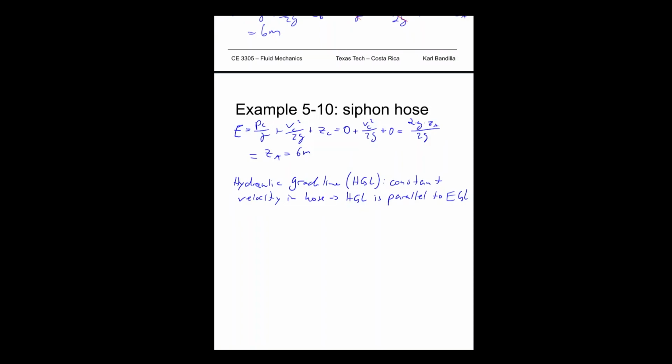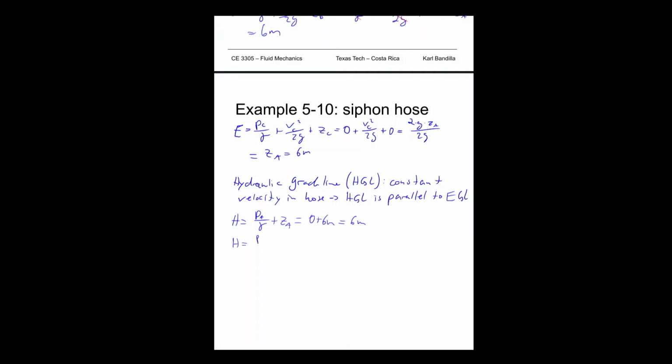Well, we should be able to figure that out. So if we do H is equal to P over gamma plus ZA, right? That's our definition of our hydraulic grade line, because we're just taking off the velocity term. In our case, that would be 0 plus 6 meters, which is 6 meters, which looks like it's the same as the energy grade line, which would be strange because we have water moving. So let's see if that is the case everywhere.